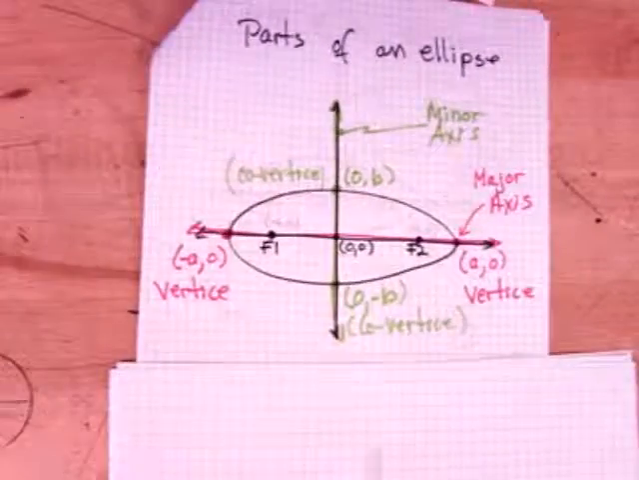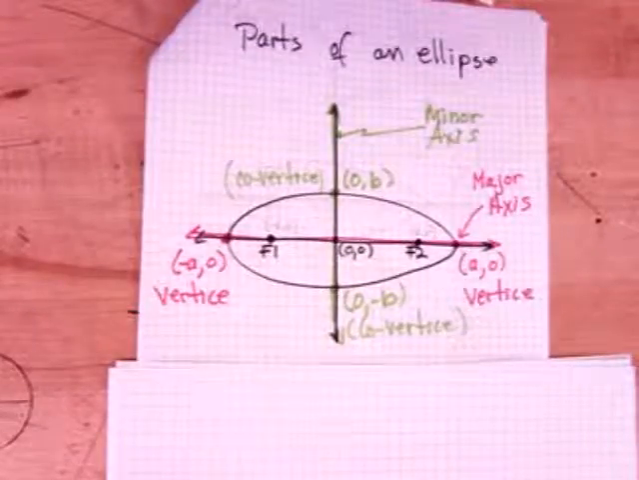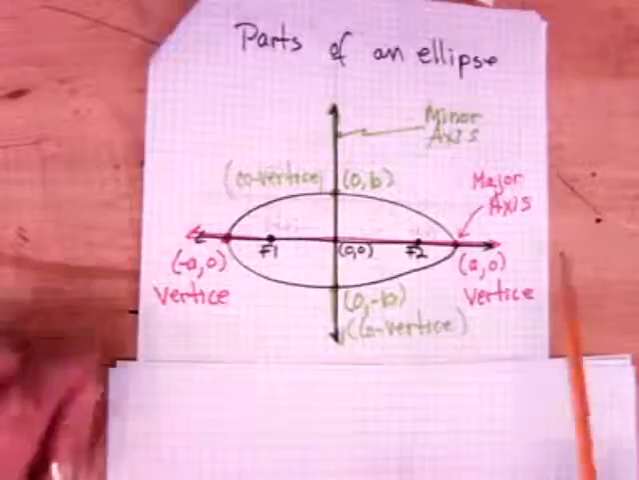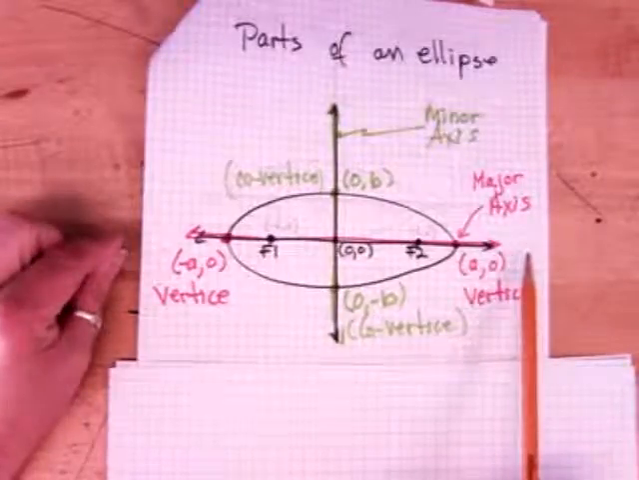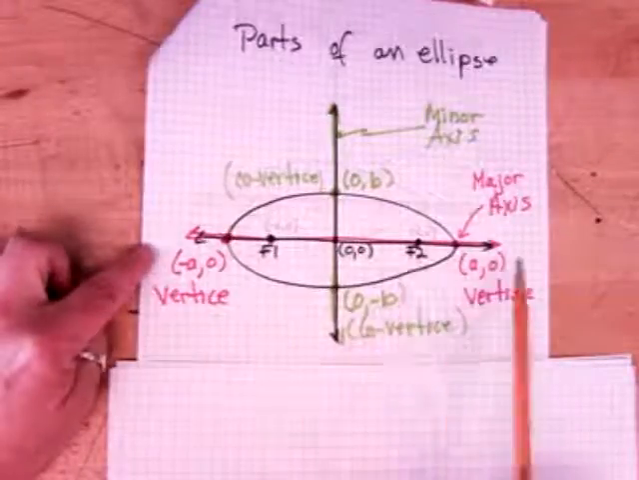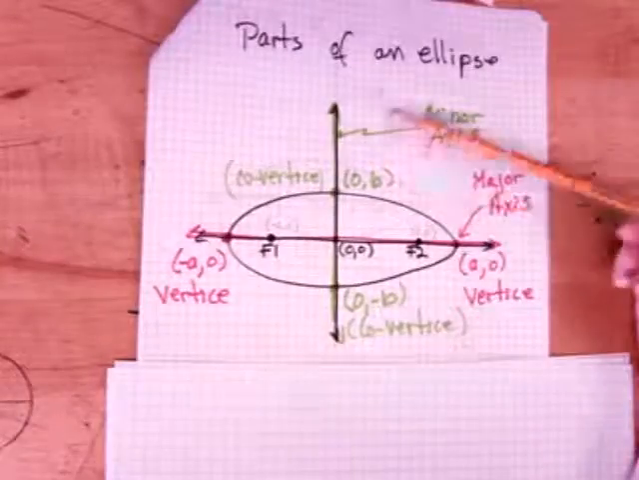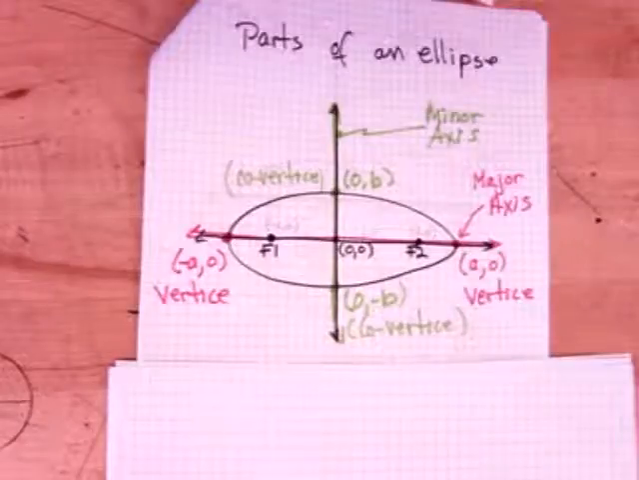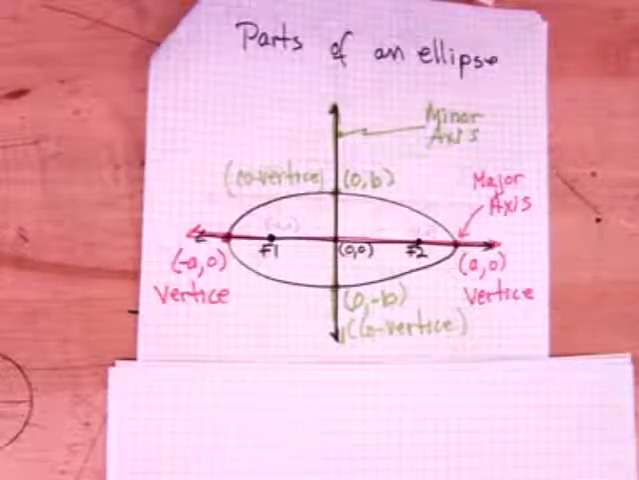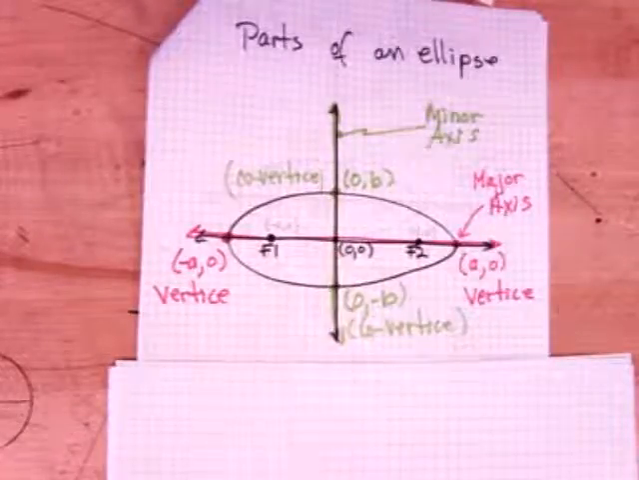Okay, so here we have an ellipse. This ellipse is horizontal. The axis that goes through the horizontal is called the major axis. The minor axis is the shorter side. In this case, the center of the ellipse is at the origin here, 0, 0.